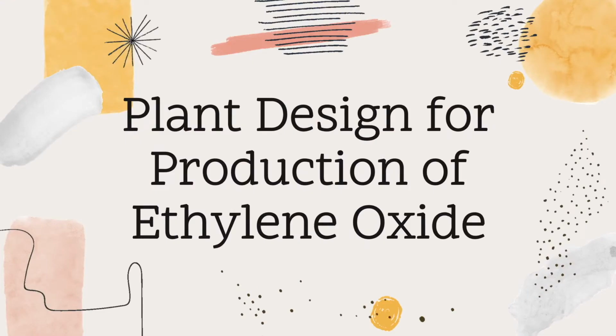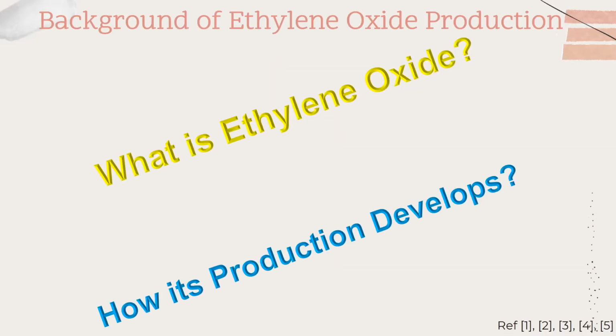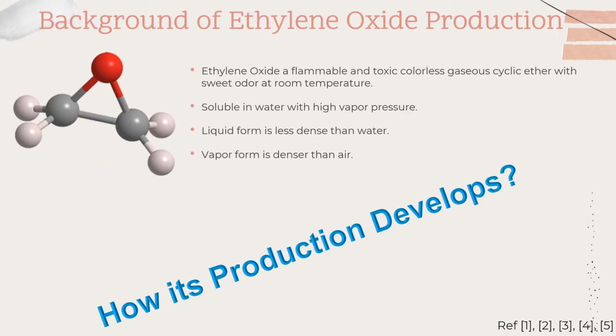Plant designed for production of ethylene oxide. Background and operation of ethylene oxide production. What is ethylene oxide? Ethylene oxide is a flammable and toxic colorless gas.